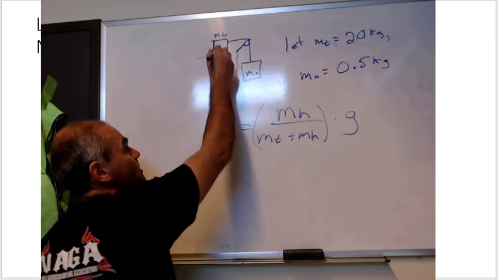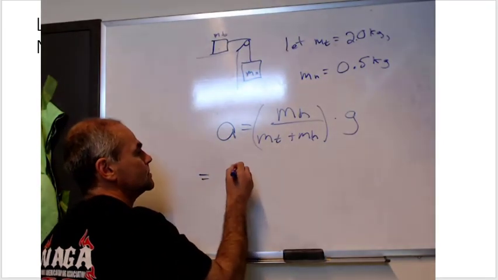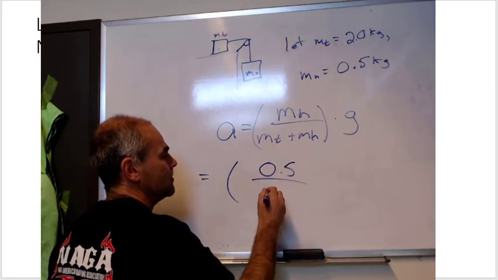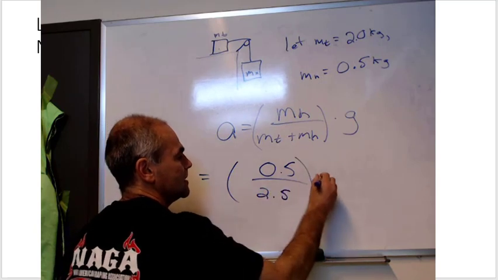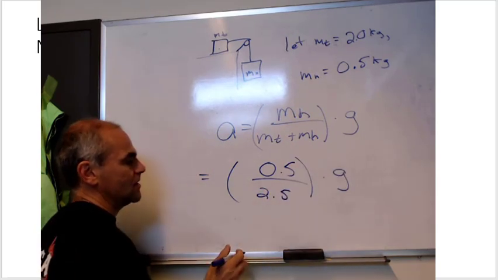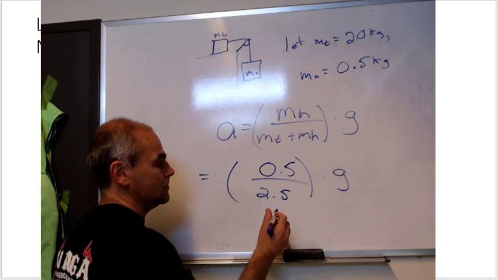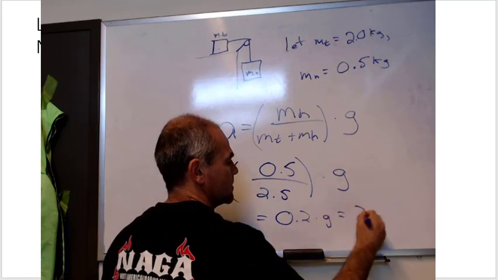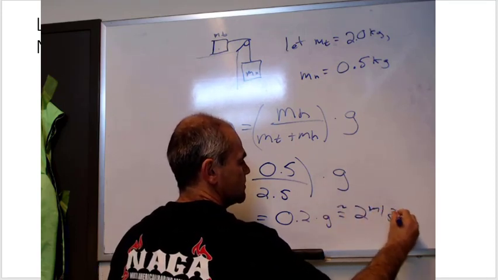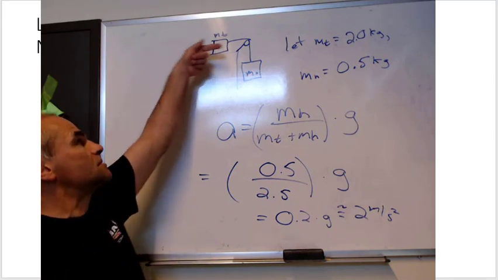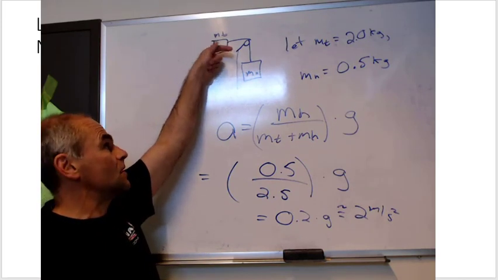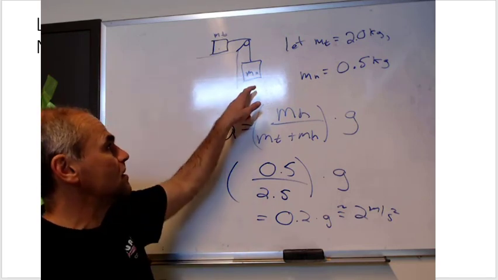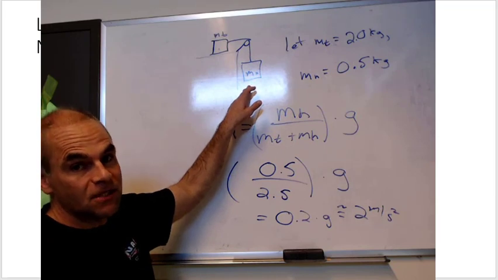So to find the acceleration of this block here, it's going to be equal to, I'll plug numbers in, 0.5 divided by 0.5 plus 2, which is 2.5, times g. So 0.5 divided by 2.5 is equal to 0.2. So it's equal to 0.2 times g, which is about 2 meters per second squared. So in this problem here, this block will accelerate to the right at 2 meters per second squared, and that one will accelerate down at 2 meters per second squared, or you could say it would have an acceleration of -2 meters per second squared.